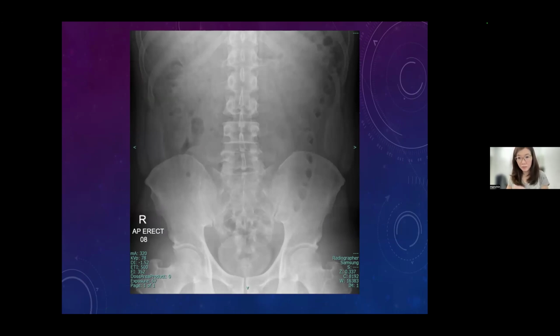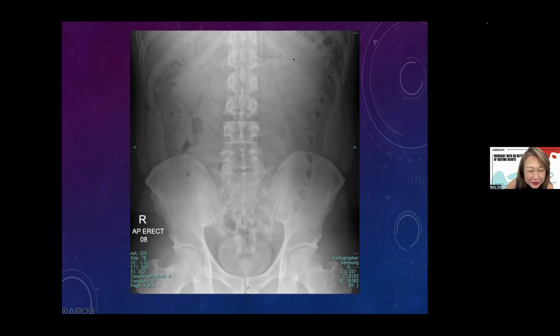Anyone, where's the stone? In the bladder? Actually, it looks a bit dense, right? But actually it's not. Initially, I thought this is a stone, but actually it's not.